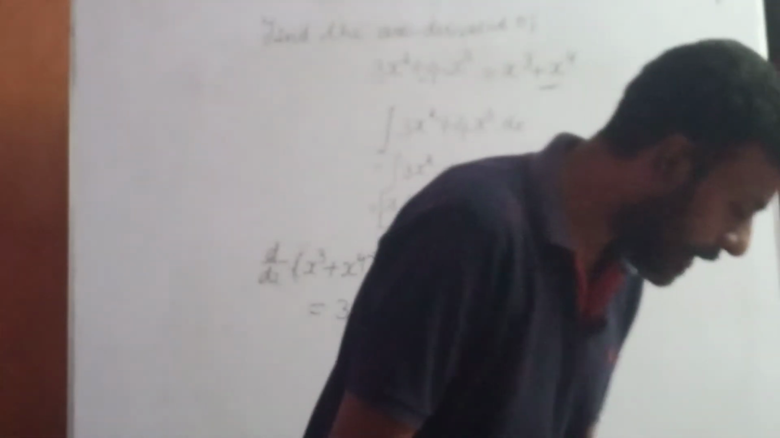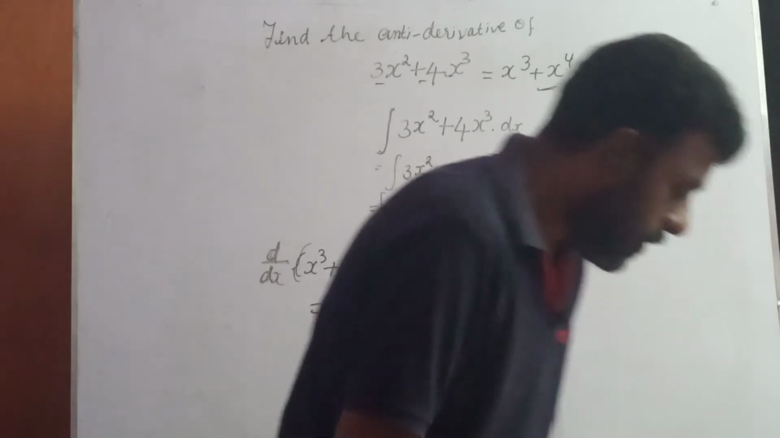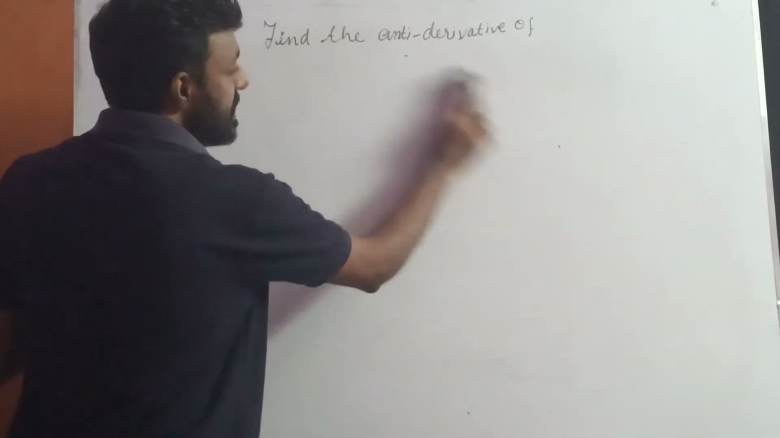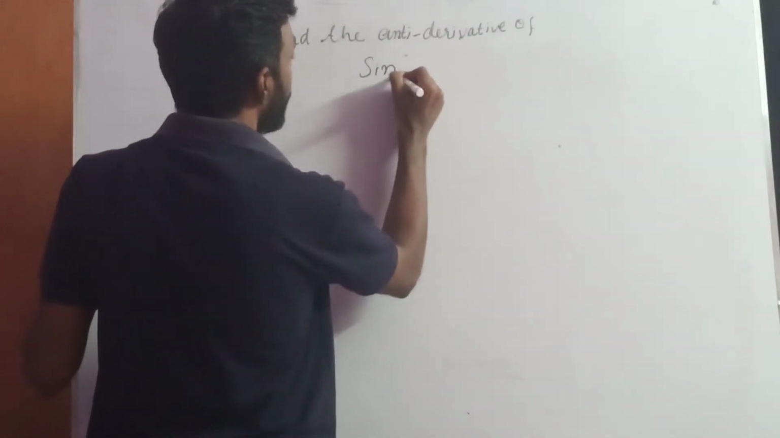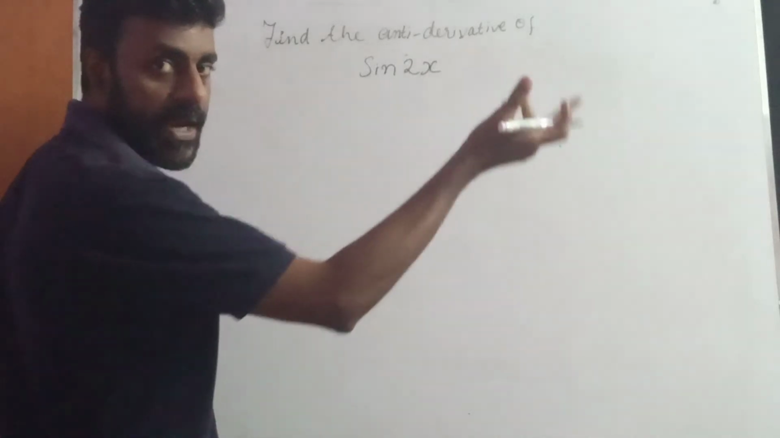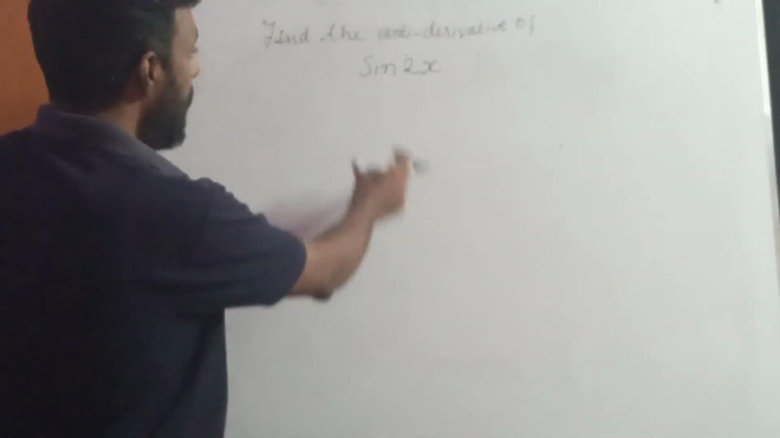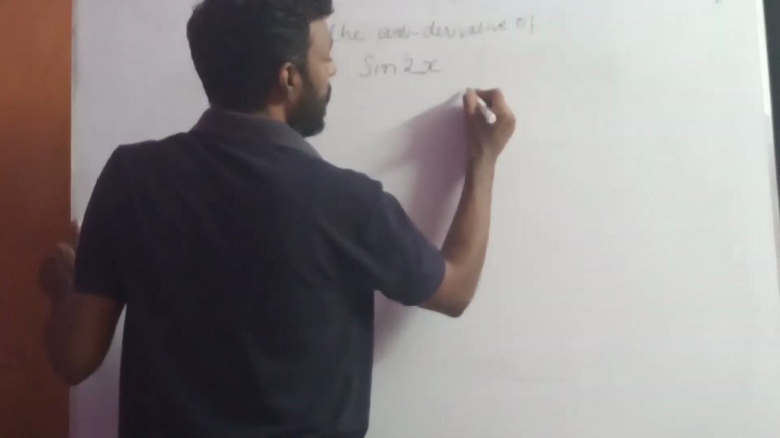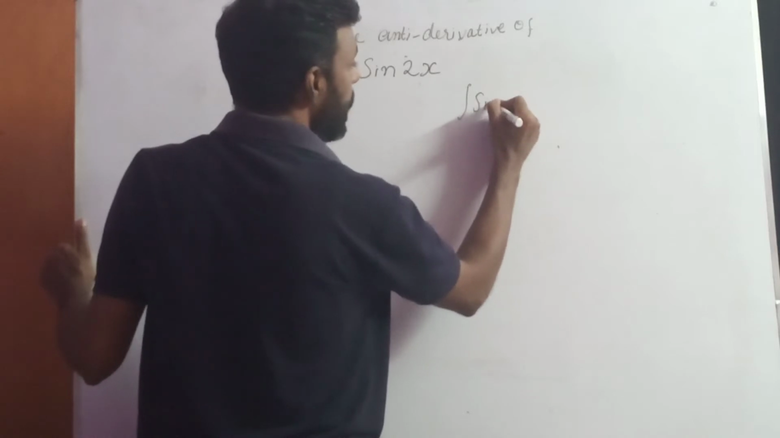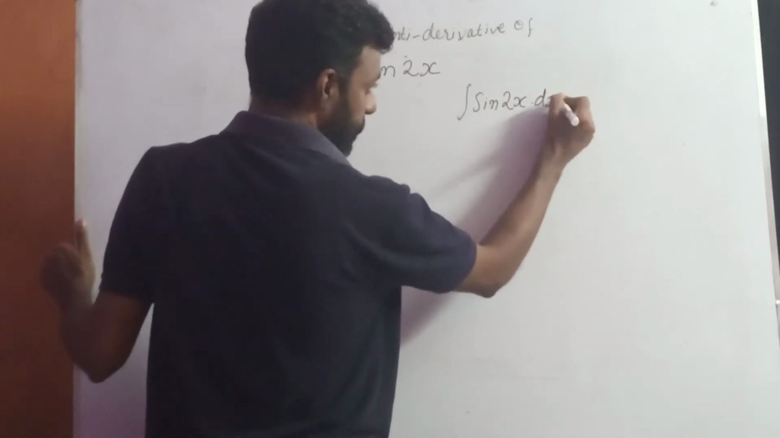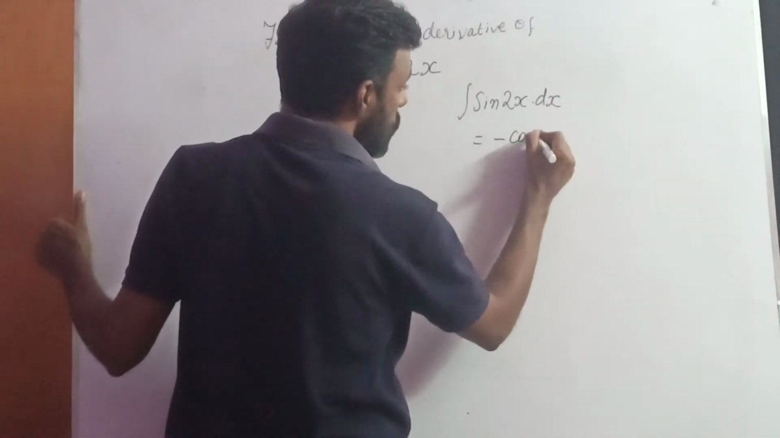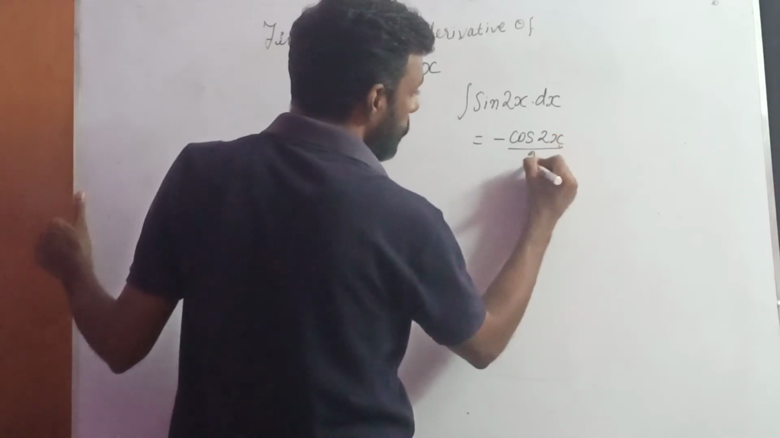Let's get into another problem. Find the antiderivative of sine 2x. Similarly, like cos 2x, which we did in a previous problem, we should find the antiderivative of sine 2x. So what are we supposed to do? Do the integration process. Integration of sine 2x into dx. So the integral of sine 2x into dx is nothing but minus cos 2x divided by 2, right?